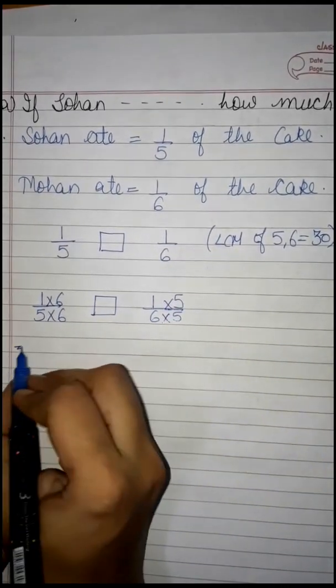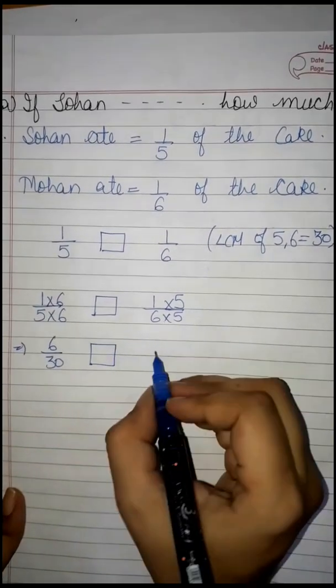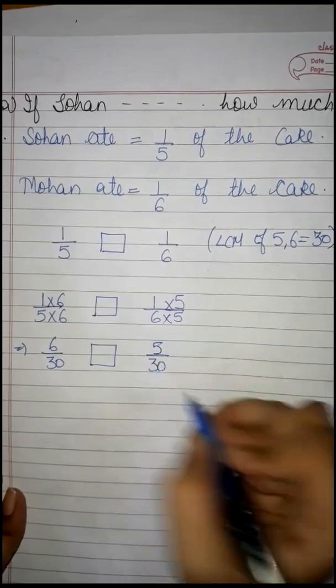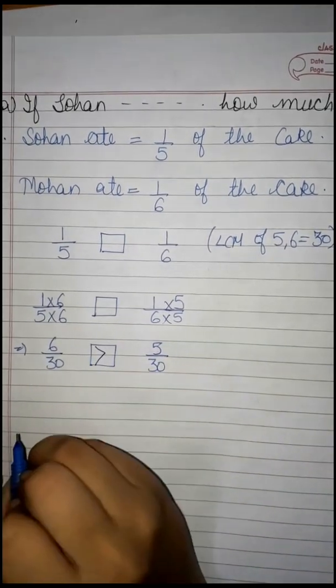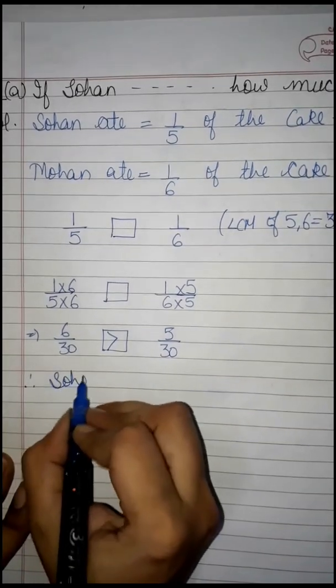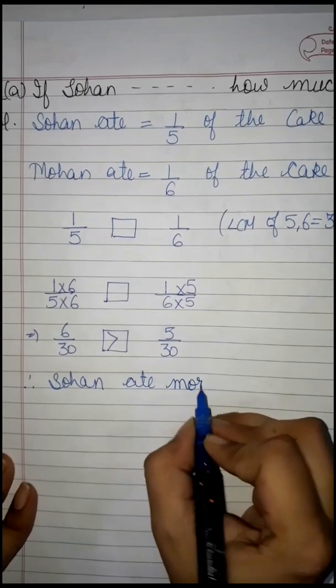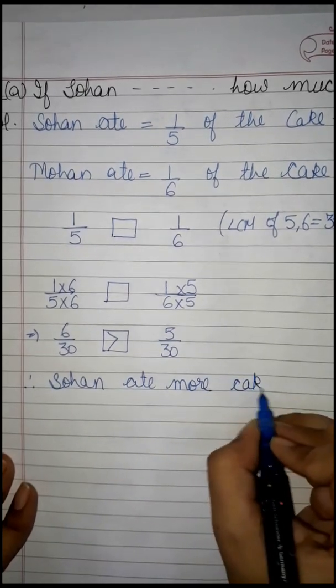So what we will get? 6 by 30 and 5 by 30. Now it is clear. This side is greater. So we can write, therefore, Sohan ate more cake. The first part is completed.